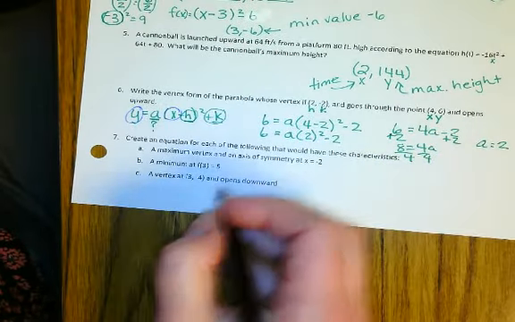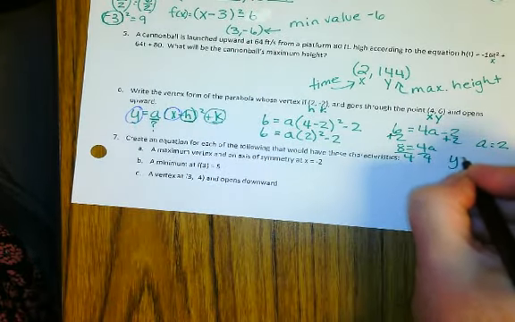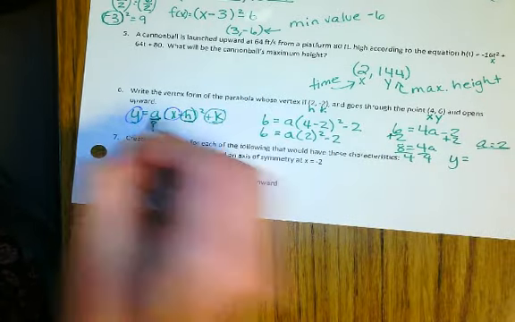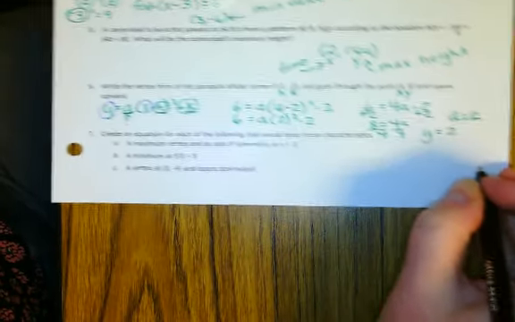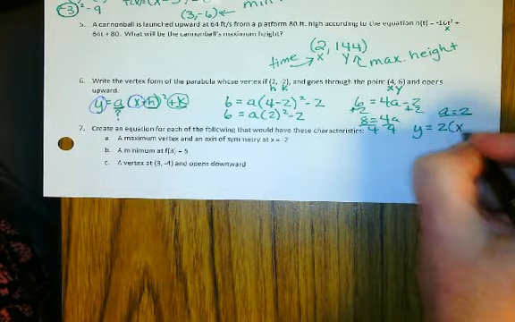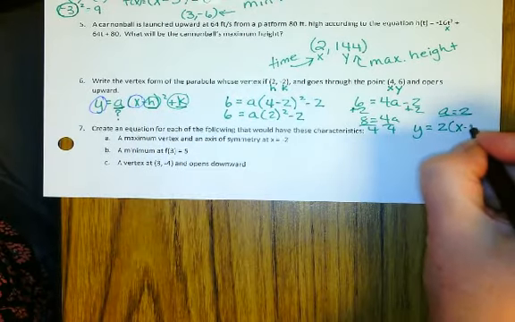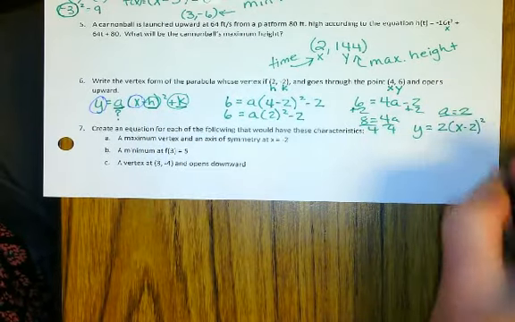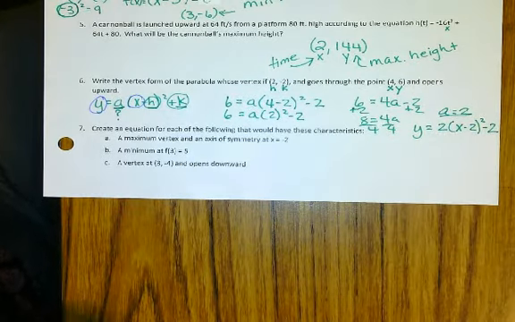Alright, so to write in vertex form, I would now have Y equals the A value, so right there, 2. And then I would have X minus the H, which is 2. And then another minus 2.